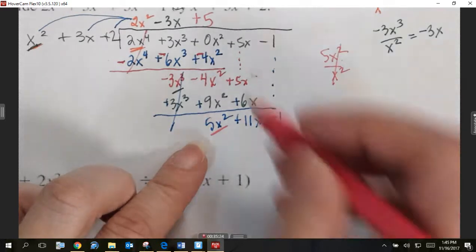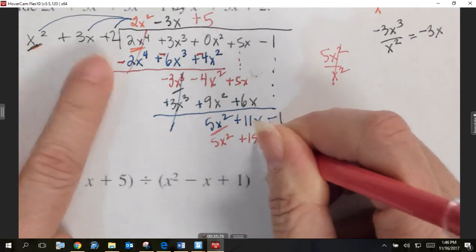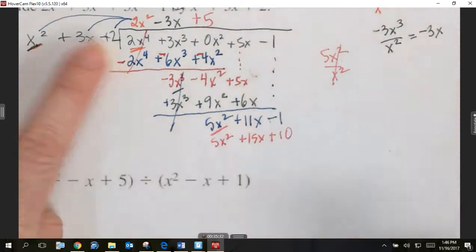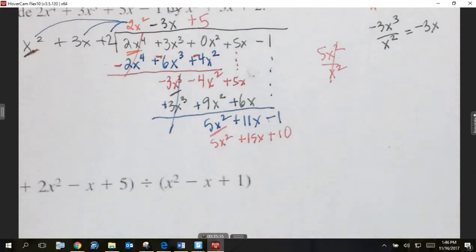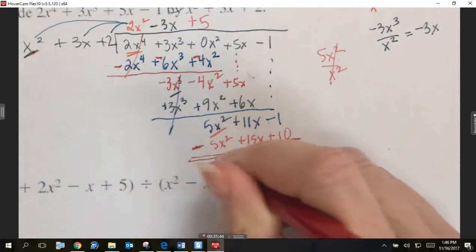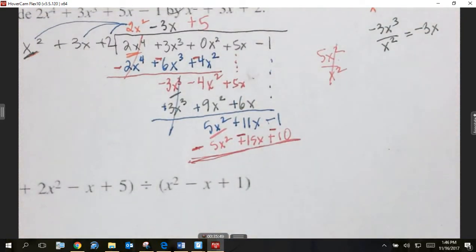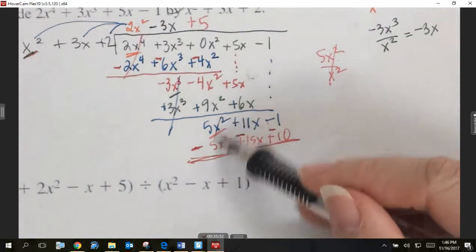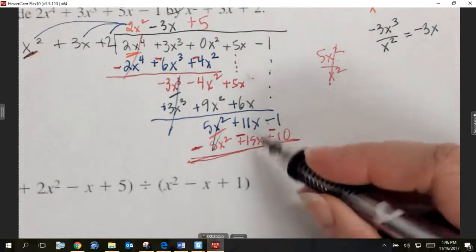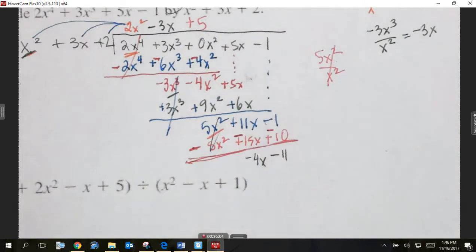So divide, then we multiply, so we're going to distribute 5 to each of these terms. 5x squared plus 15x plus 10. Subtract. When I subtract, I change all the signs. When I draw the line, I change all the signs so I can add the opposite. So the 5x squareds cancel. I get 11 minus 15, so negative 4x. Negative 1 minus 10, minus 11. And there's nothing else to bring down. That means I have a remainder.